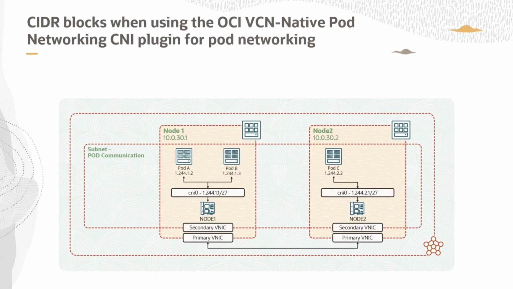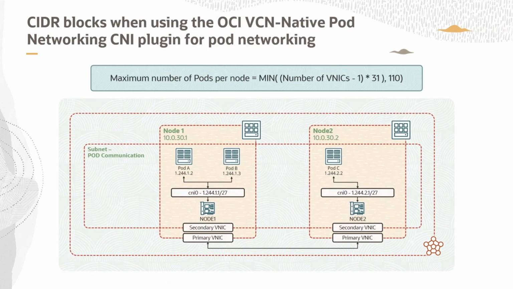Let's understand the OCI VCN native pod networking CNI plugin with the help of this diagram. So when creating a cluster with Container Engine for Kubernetes and using the OCI VCN native pod networking CNI plugin for pod networking, you specify the CIDR blocks for the Kubernetes service. Note, the CIDR block you specify for the VCN and subnets must not overlap with the CIDR block you specify for the Kubernetes service.